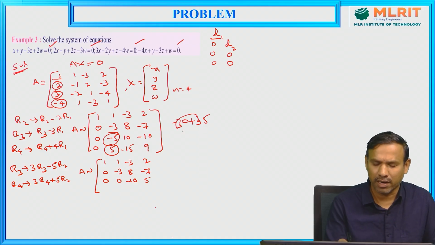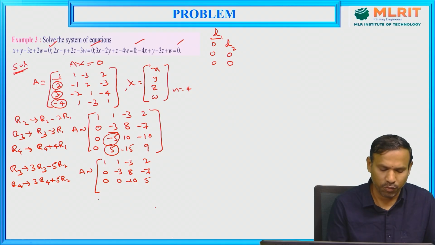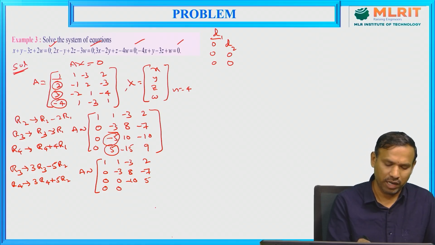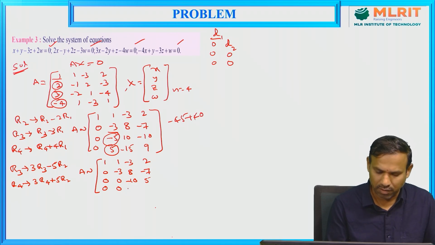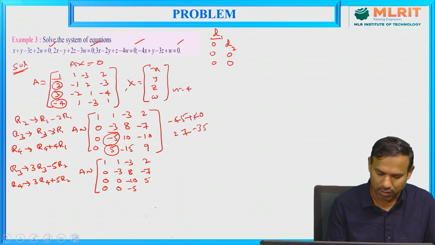Right? Do some rough work and get the simplification. Next, 3R4 plus 5R2: 0 plus 0, 0. 3R4, 3 into 5, 15 and minus 15 plus 15, 0. 3 into minus 15, minus 45, plus 5 into R2, 5 into 8, 40. Minus 45 plus 40, that is minus 5. 3R4, 3 into 9, 27. Minus 5 into 7, 35. 27 minus 35, that is minus 8.